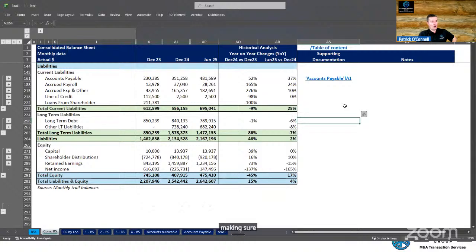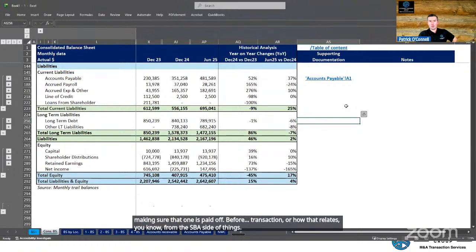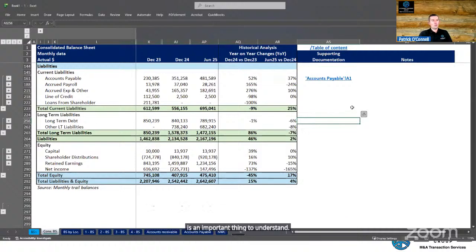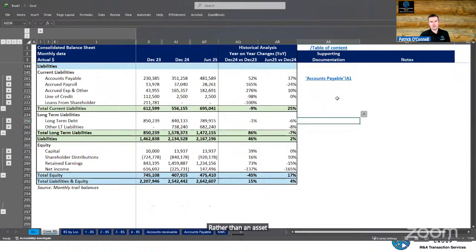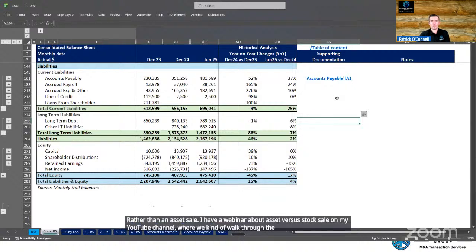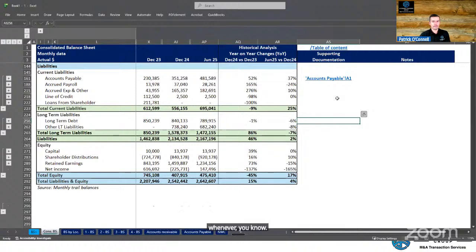Making sure that one is paid off before transaction, or how that relates from the SBA side of things, is an important thing to understand walking into the deal. Will it materially impact it? Probably not, but it could. So it's important to understand what are some of the debts of the business if you are doing a stock sale rather than an asset sale. I have a webinar about asset versus stock sale on my YouTube channel where we walk through the differences and some of the key elements. So I encourage you to check that out whenever it's relevant to you.